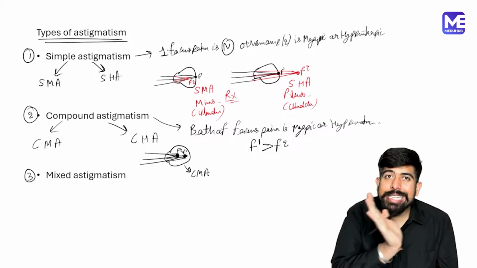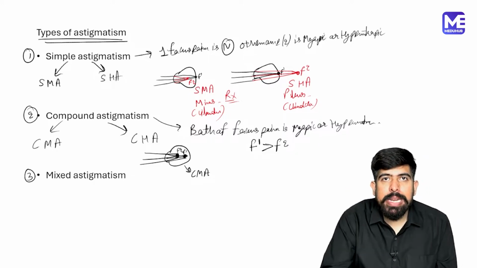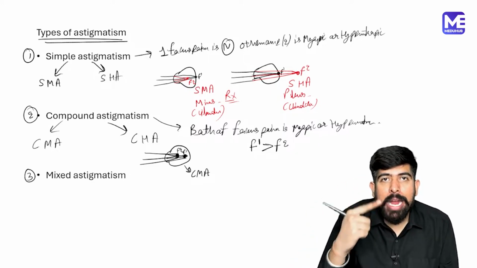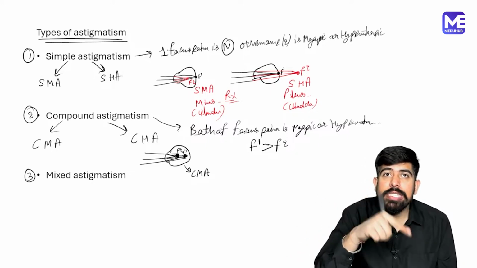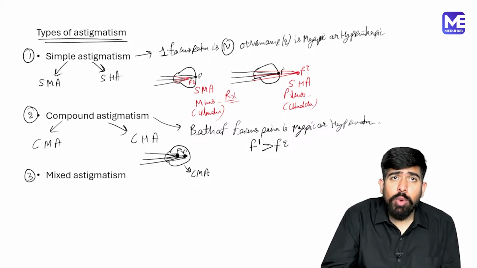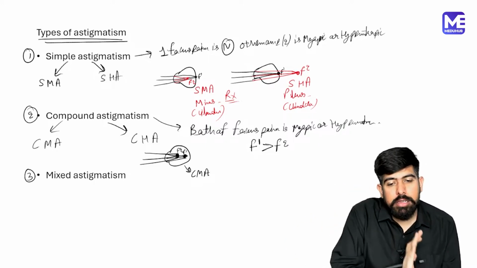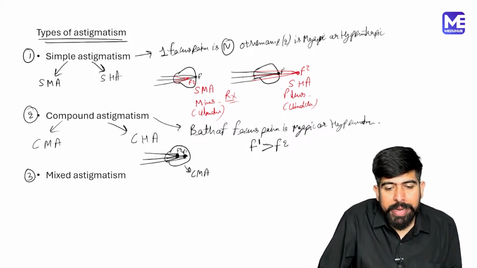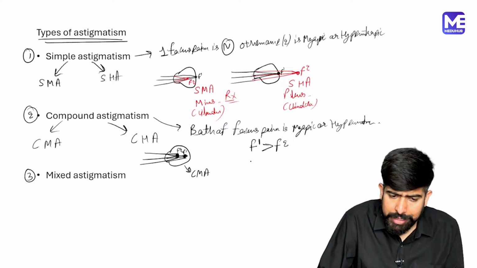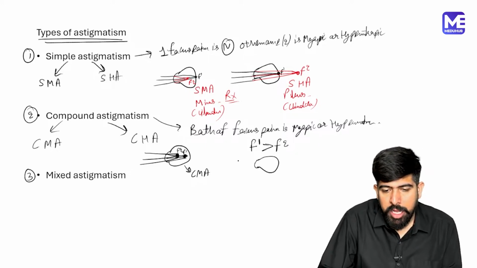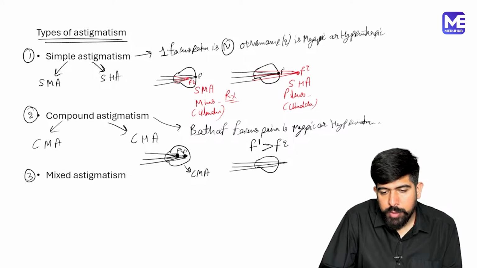So please remember, in simple astigmatism, one is normal, the second one is based on the name, like simple myopic astigmatism. One is normal, the second one is myopic. In the compound, what is happening? Compound means both of the focus points are in the refractive error. So in compound myopic astigmatism both are in front of the retina, and in hypermetropic astigmatism, both of the focus points will meet behind the retina.